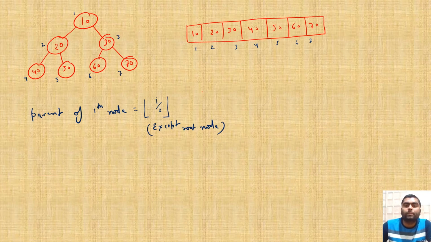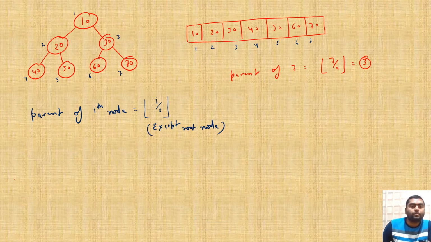So for example, let us suppose here we are taking the example, parent of 7. So how is it coming, 7 by 2. So 7 by 2 is what? 7 by 2 is 3. So see, parent of 7 is 3. So this is the parent of 7. Okay, so similarly like this.